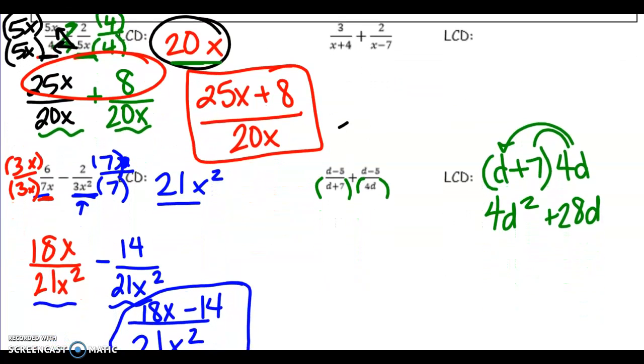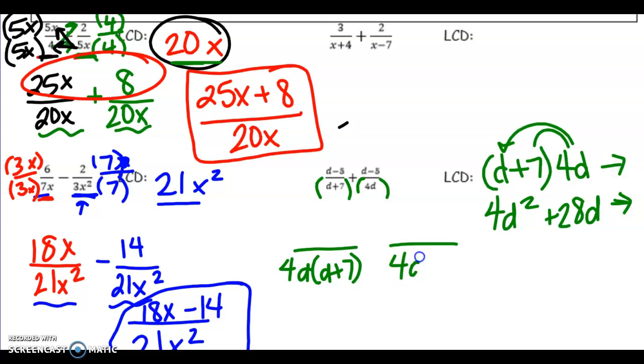Okay, so either of those technically will work for your common denominator. Again, this is going to be an introduction, and in Algebra 2 you're really going to hit this hard. So on my denominators, I'm going to put 4d, d plus 7, and you could use either one of these. It doesn't really matter. Just be aware that you might see both. 4d, d plus 7 is my denominator.